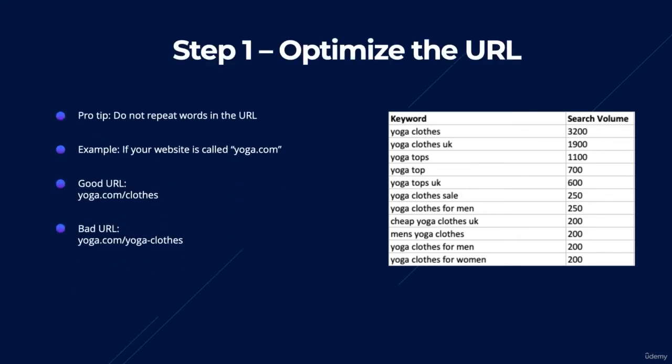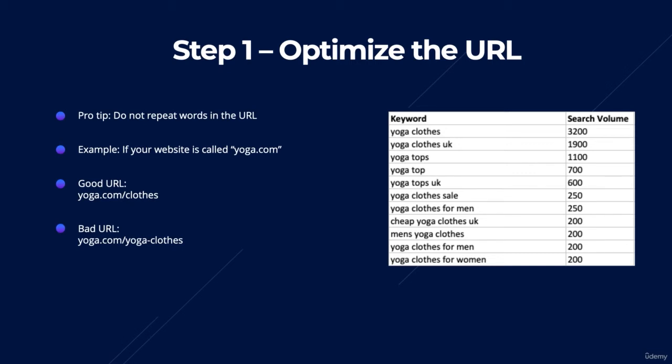Another thing you want to keep in mind as well is you want to avoid repeating words in the URL. For example, if your website is called yoga.com, then a good URL would be yoga.com/clothes. A bad URL would be yoga.com/yoga clothes. The reason why this is a bad URL is because you have the word yoga in there twice. You want to avoid repeating words in your URL.